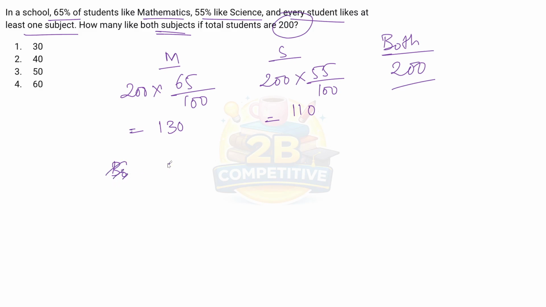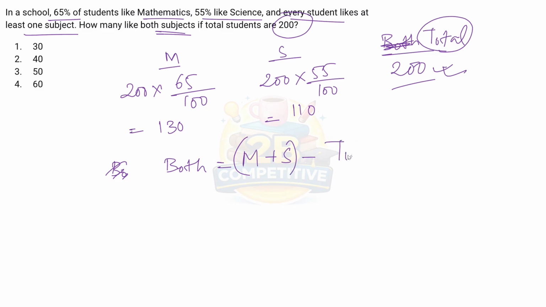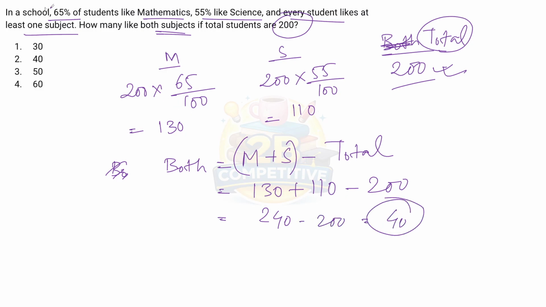So both subjects, sorry, it's not both, it's total. It means everyone loves at least one subject. So both will be math plus science minus the total number of students. So 130 plus 110 minus 200, that will be 40. If you know the concept of A union B, A intersection B, you can actually solve this easily.